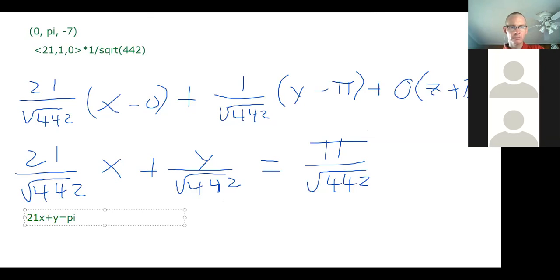How'd you get rid of it? Oh, because it equals pi over root 442. Mm-hmm. Gotcha.